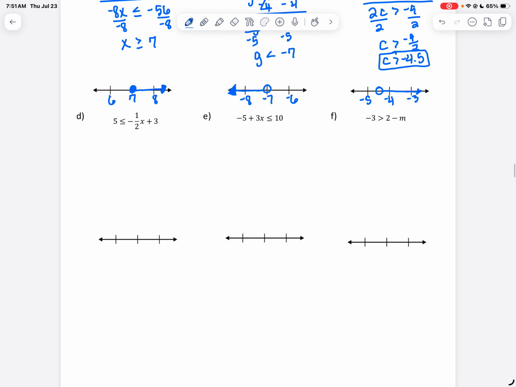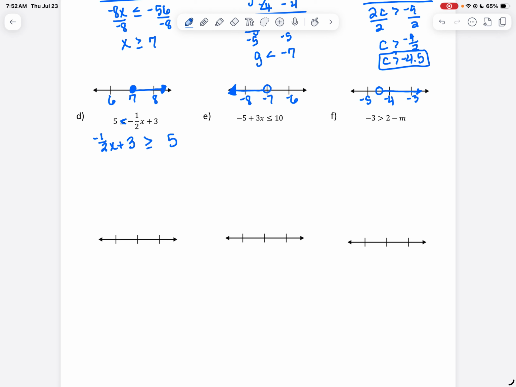Problem D. 5 is less than or equal to negative 1/2 x plus 3. Now, I like the variable to come first. So I'm going to put the negative 1/2 x plus 3 on the left side, and I'm going to put the 5 on the right side. The only thing you have to be careful here is notice that the inequality symbol is opening up towards your algebraic expression. So make sure it still opens up towards your algebraic expression when you rewrite it, okay?